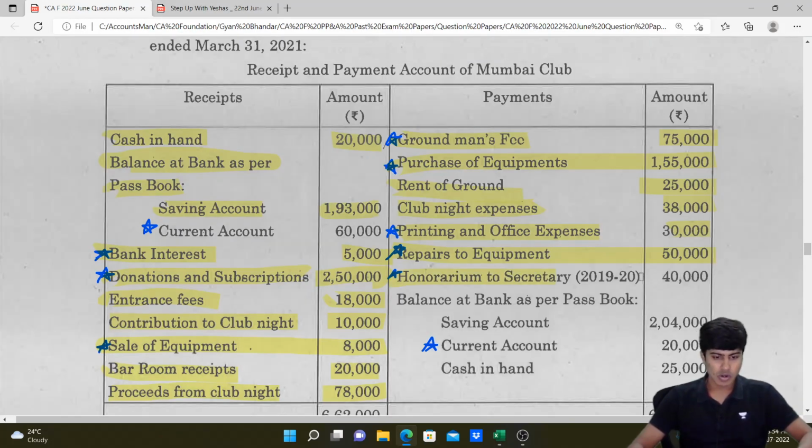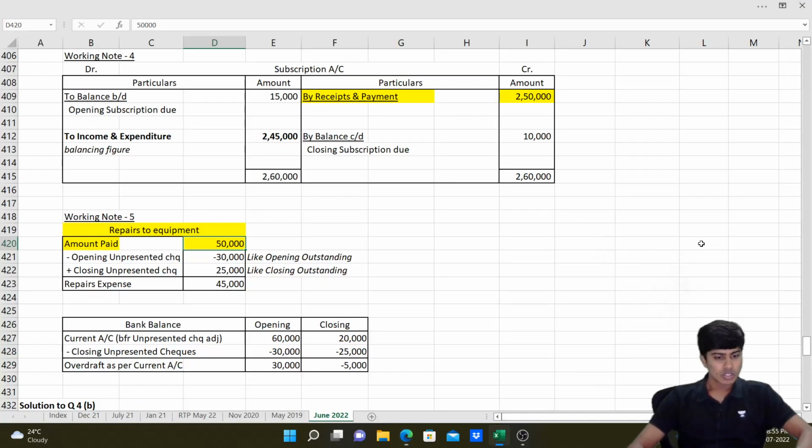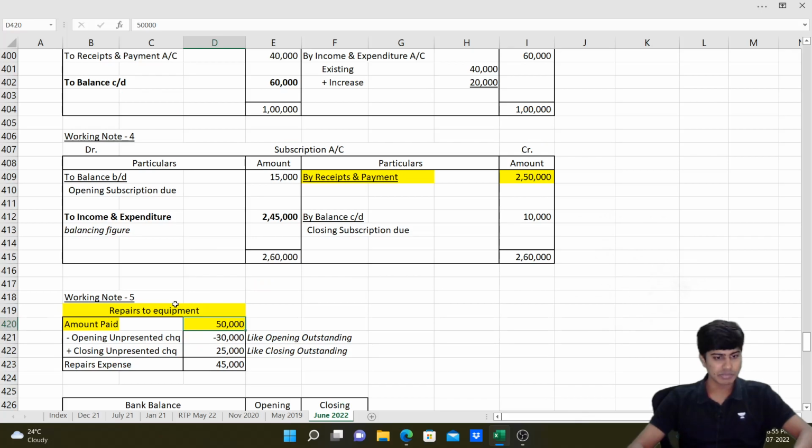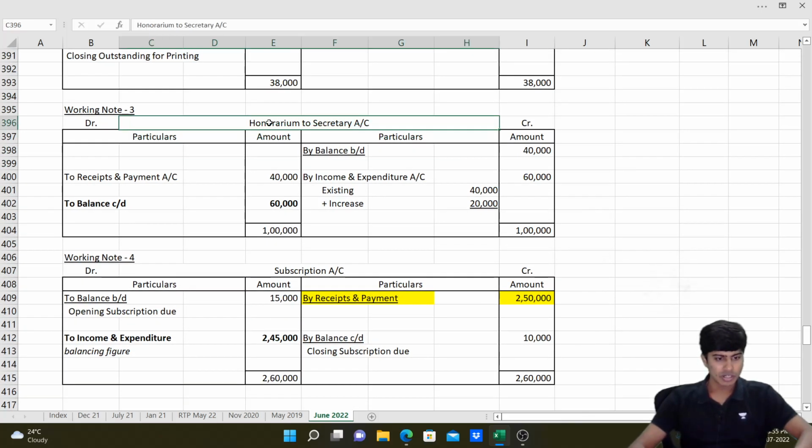Then we have honorarium to secretary 40,000. This also has adjustment, so I cannot write it in income and expenditure. Moreover, they've given very clearly here that this belongs to year 1920, not 2021. So I'll write it separately. I've opened honorarium to secretary account. How much is paid?